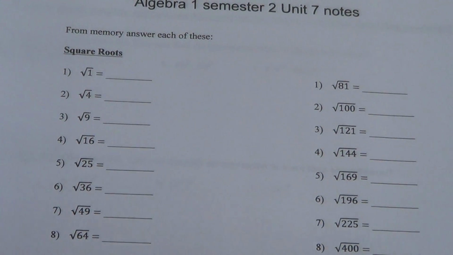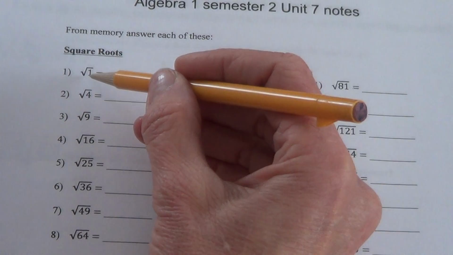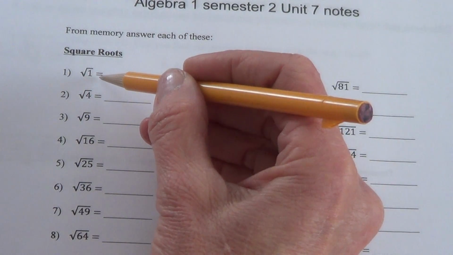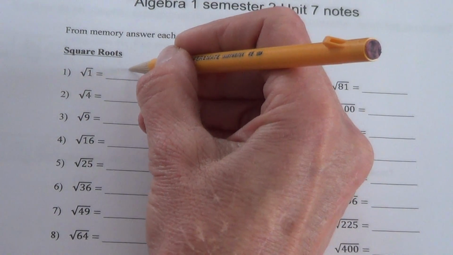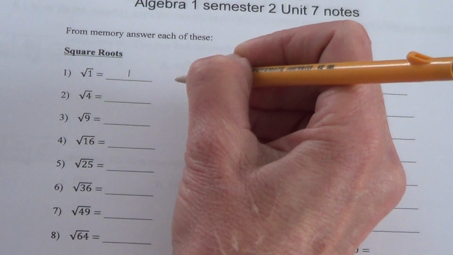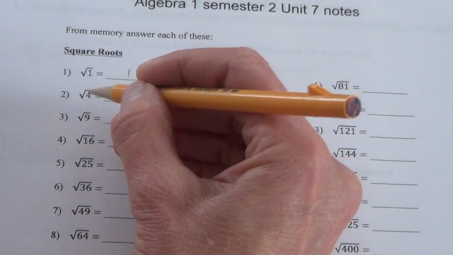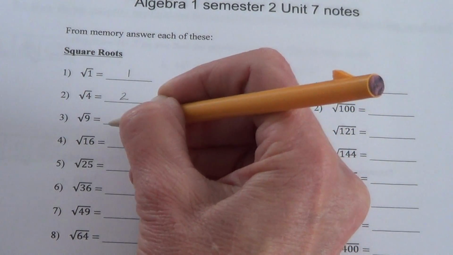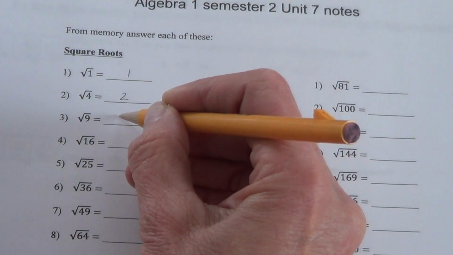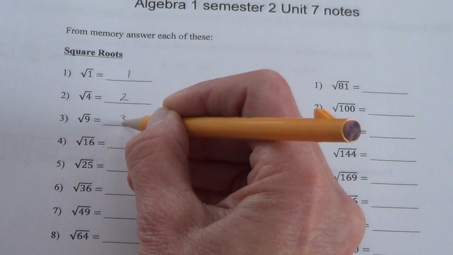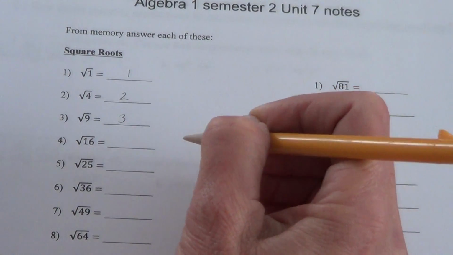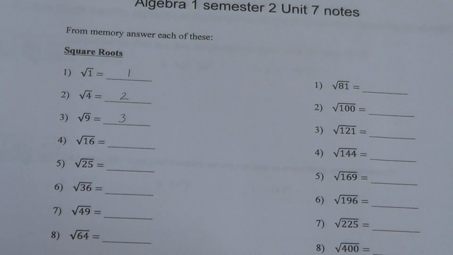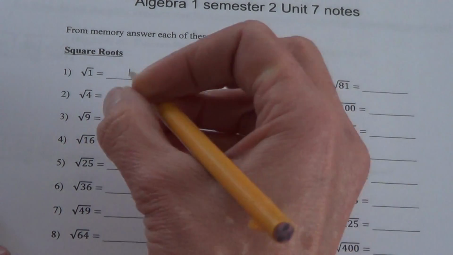Square roots. The square root of 1, you're just asking yourself what times itself is equal to 1. So that would be 1, because 1 times 1 is 1. 2 times 2 is 4, so the square root of 4 is 2. The square root of 9 is 3. Please stop the video at this point, fill in the rest of the page, and then come back and check. Please pause and fill it in on your own and then check them.